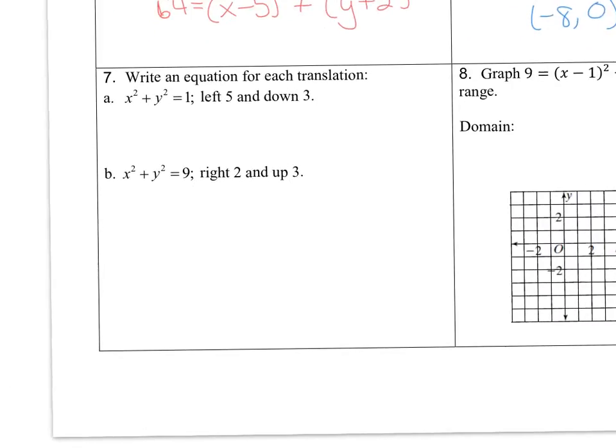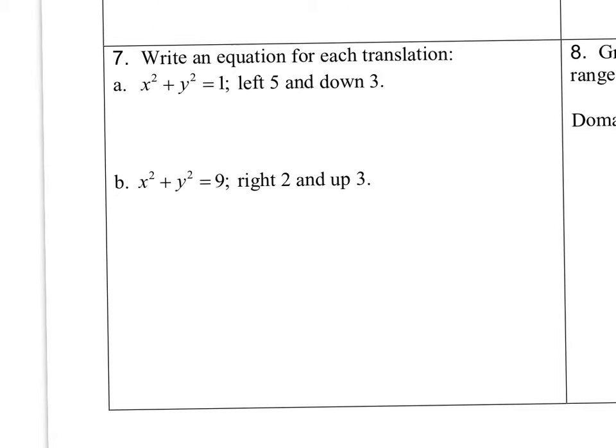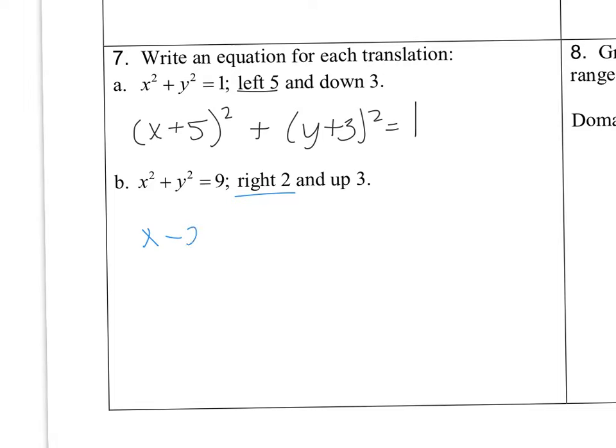And then number 7, write an equation for each translation. So each shift, left, right, up, down. If I'm left 5, it's going to be (x plus 5) squared plus (y plus 3) squared equals 1. And if I'm going right 2, it's going to be (x minus 2) squared plus (y minus 3) squared equals 9, because that's my radius squared.